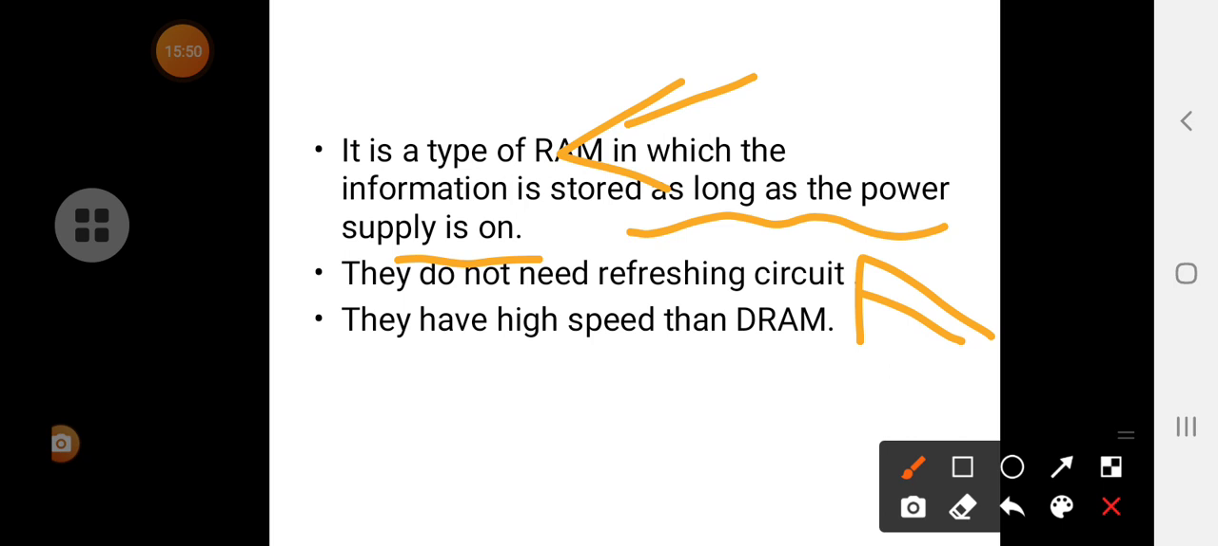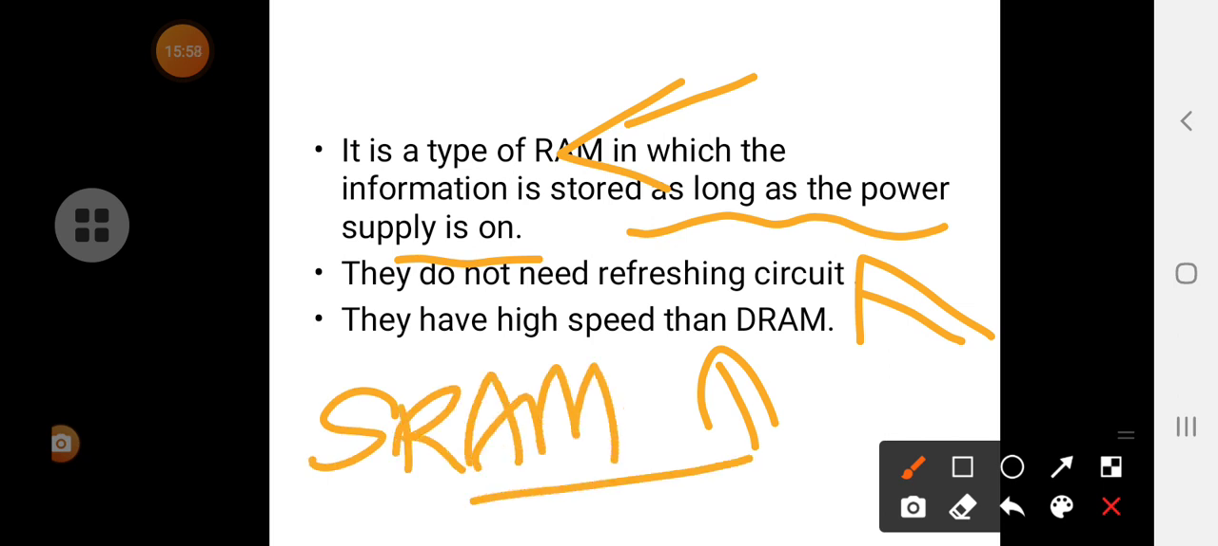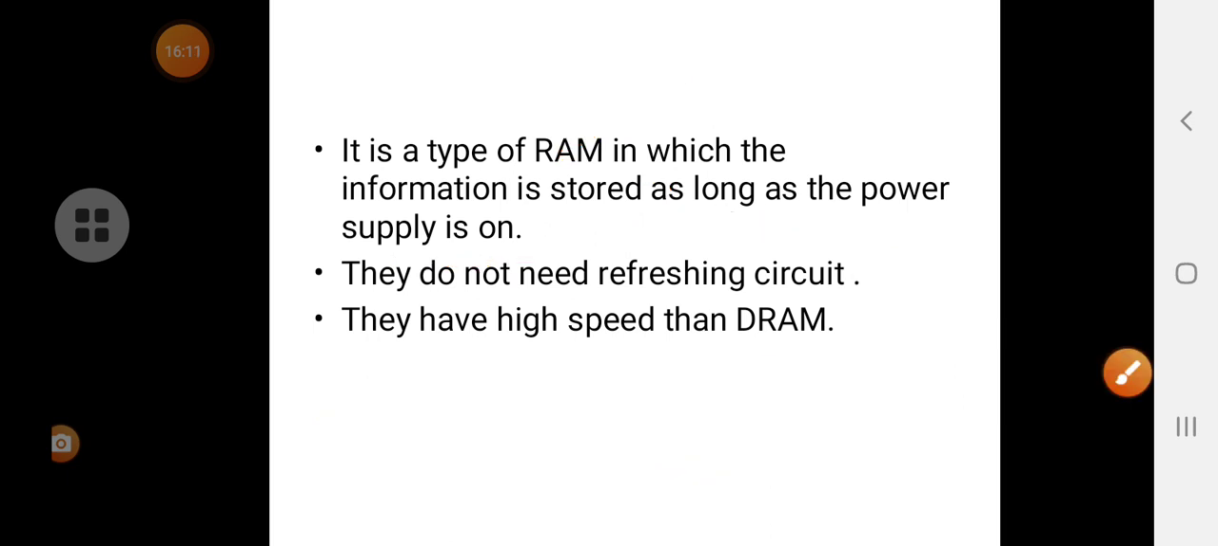They have higher speed than DRAM. SRAM has more speed than DRAM, because DRAM has to be refreshed now and then. That is not there with respect to SRAM.